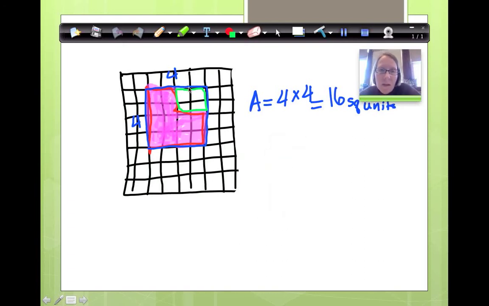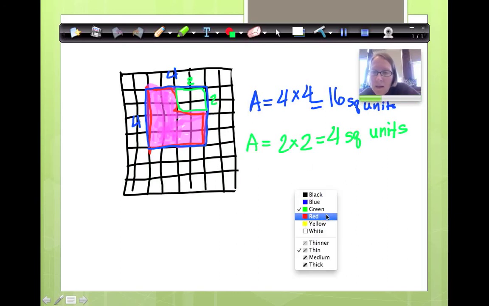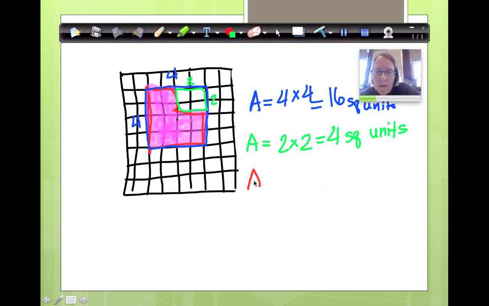So this one would be 2 on this side, 2 on this side. So this area equals 2 times 2, another square. All right, 2 times 2 is 4 square units. Now instead of adding, I'm going to take the green from the blue, and that will tell me the answer for the red. So if I take the green from the blue, I've got 16, take away 4. See my answers? Take away 4, and what would that give me?